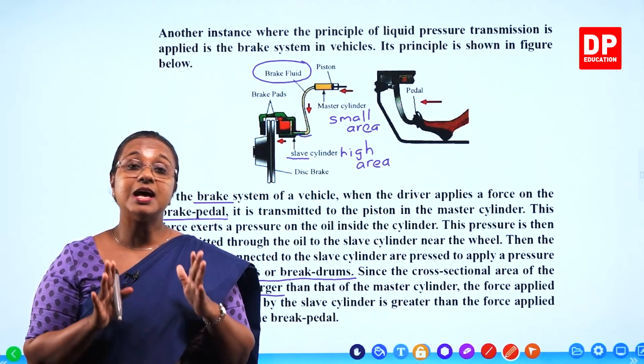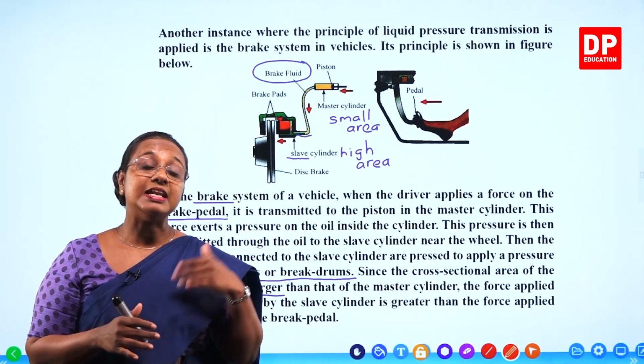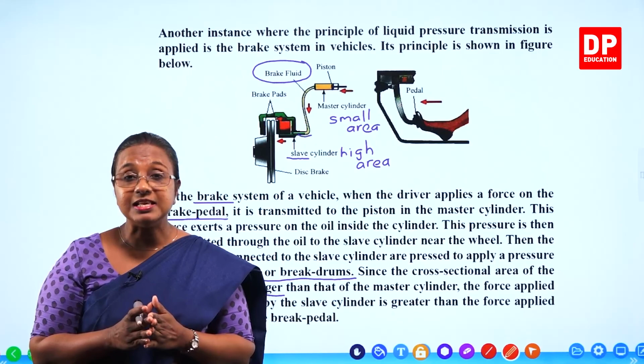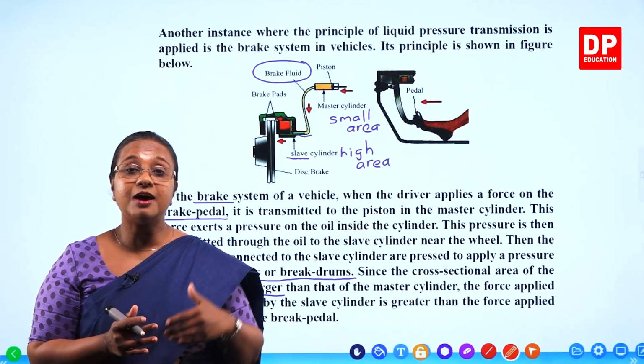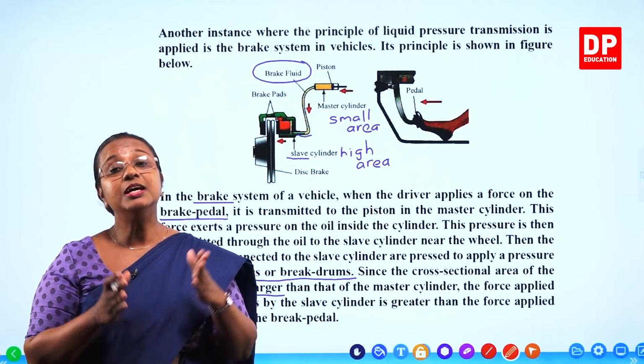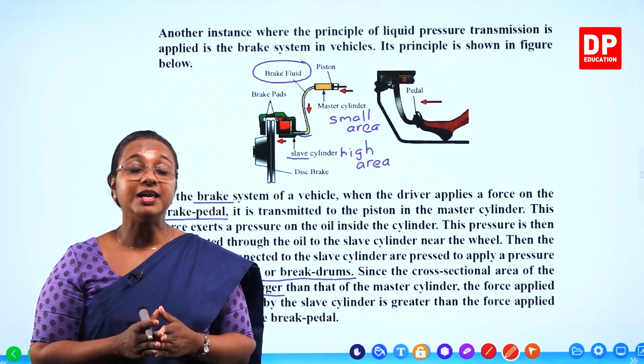With that, students, I am going to end this chapter, and in the next chapter, I will discuss some questions related to this topic and thereafter continue with the pressure exerted by gases.